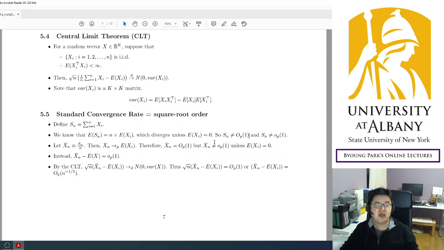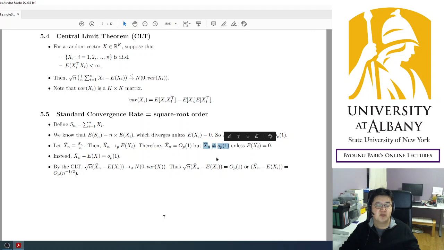Then to make it not diverge, you divide by n, and it becomes the sample mean, x bar. The summation divided by n is the sample mean, and we know by the weak law of large numbers that the sample mean converges to the population mean. Therefore, you can say that the sample mean is big O P 1 because it does not diverge. However, you don't know whether it converges to 0 or not, because for this to be true, you have to have this equal to 0. But here, we don't know. I did not assume that the mean is 0 or not.